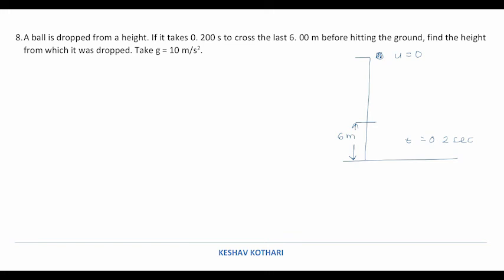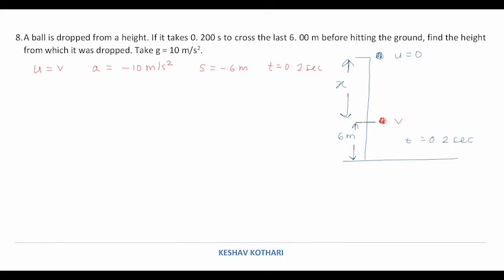So if I take this as x, the total height is going to become x plus 6. So we are beginning like this. Let us consider that the speed when it reaches over here is v. So I can start solving like this: for the last part of the motion, the initial velocity is written as v. The acceleration due to gravity, which is acting in the downward direction, is minus 10 meter per second square. And the displacement, which is again in the downward direction, is minus 6 meter. And the time is given to us as 0.2 seconds.